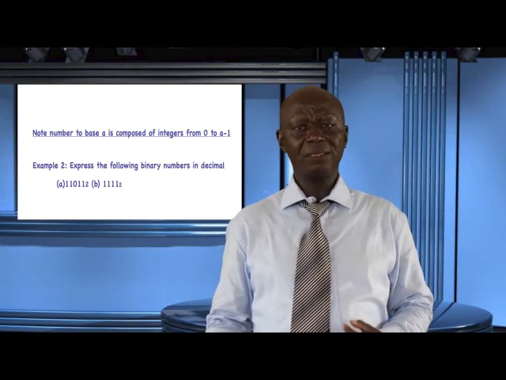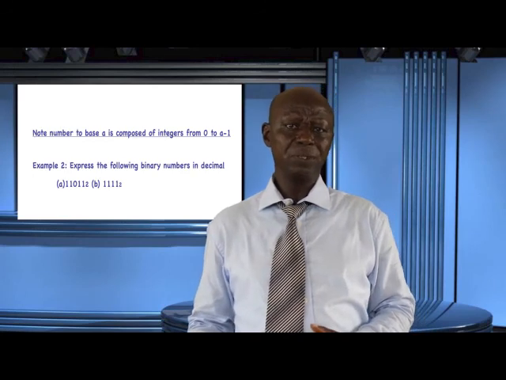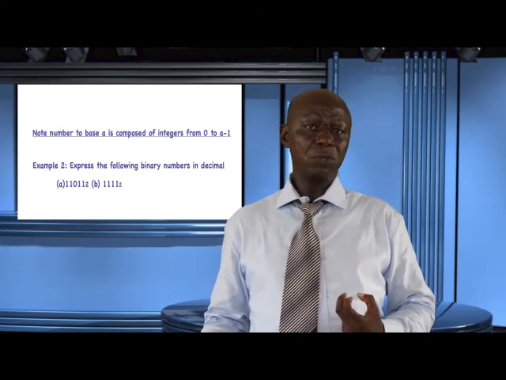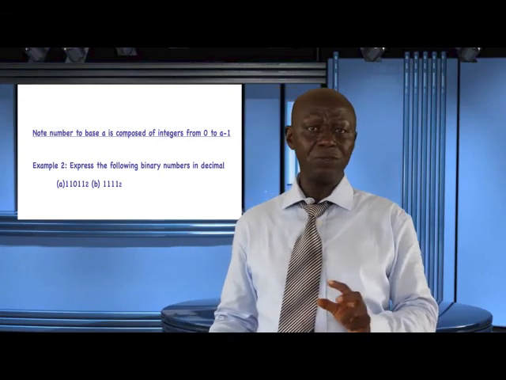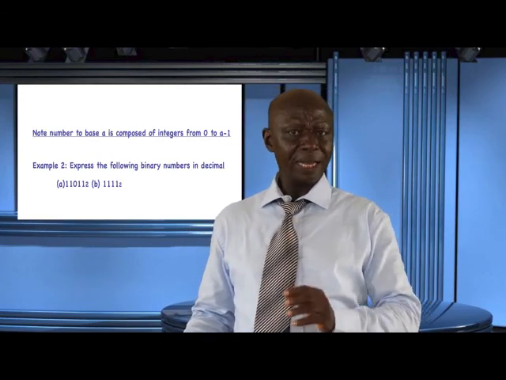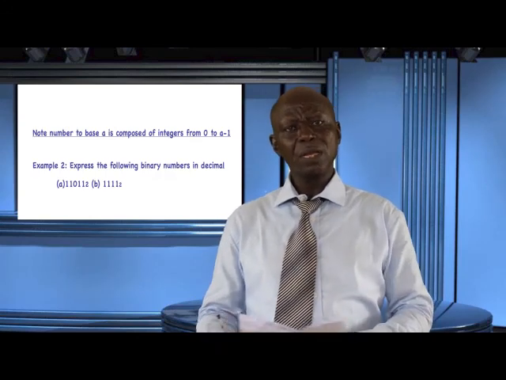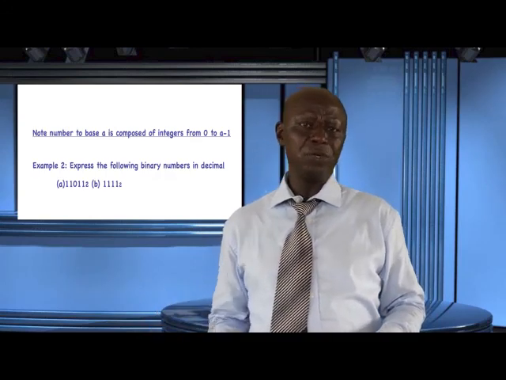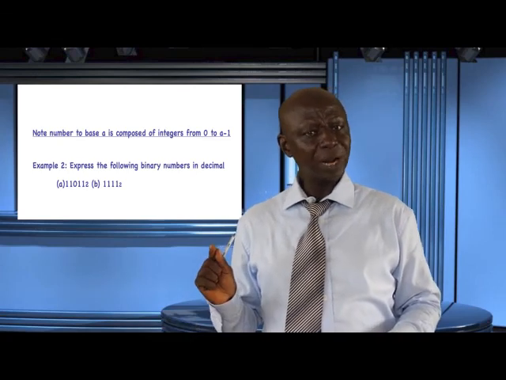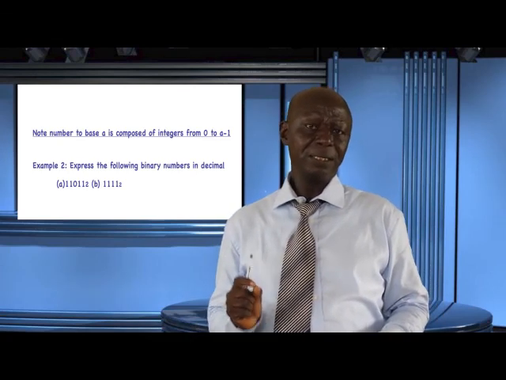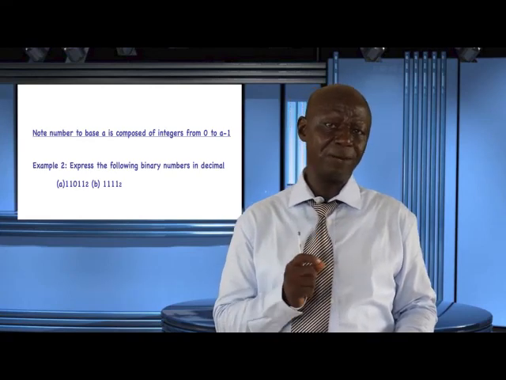To convert this to base 10, what do we do? We use the expanded method. First of all, I will advise you as a student to write down these values. Then take for instance the 11011 base 2. Then, starting from the first digit on the right hand side, you write 0 under that, followed by 1, 2, 3, till you get to the last value.